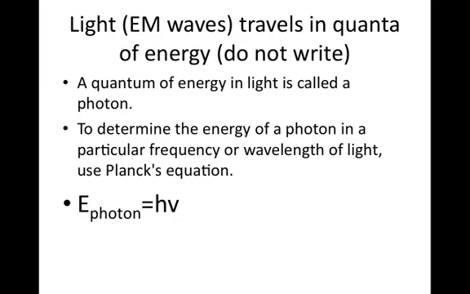Okay? Light, electromagnetic waves, travels in quanta of energy. These quanta of energy, a quantum of energy in light, is called a photon, which I'm sure you've heard of before. To determine the energy of a photon in a particular frequency or wavelength of light, you use Planck's equation. Energy of a photon equals hv. All of them being the same thing, except now we're talking about a photon.